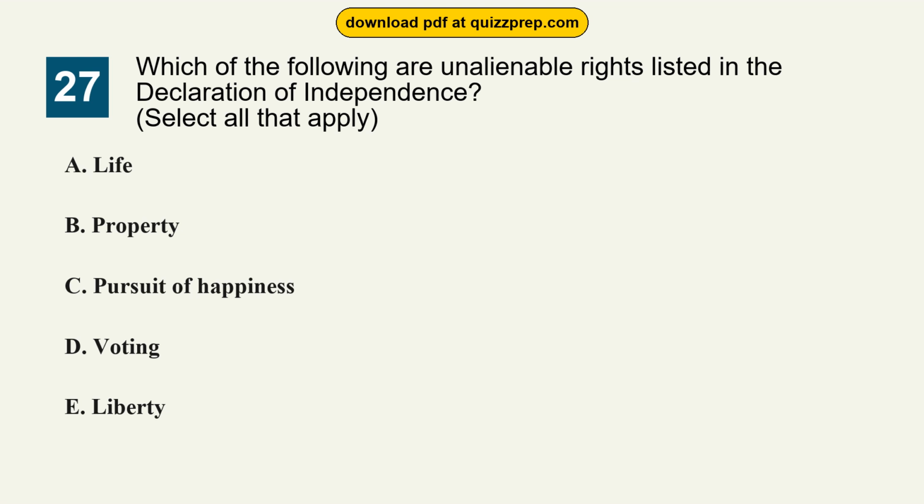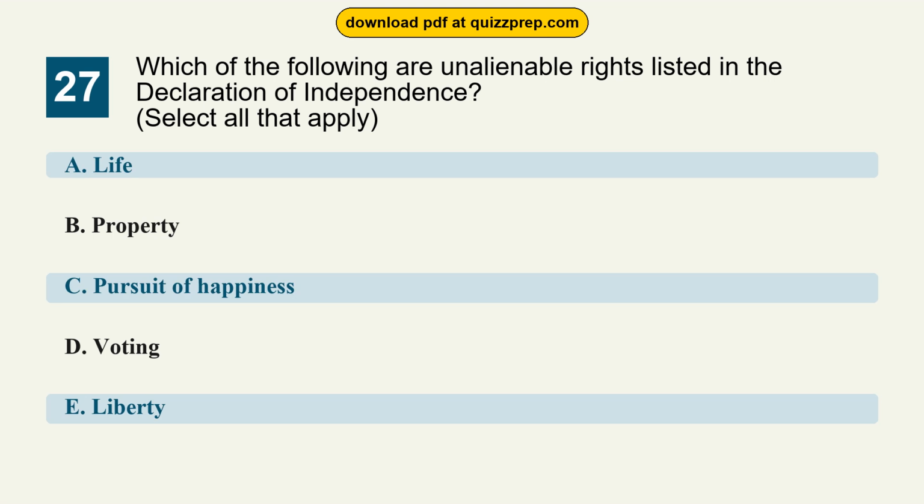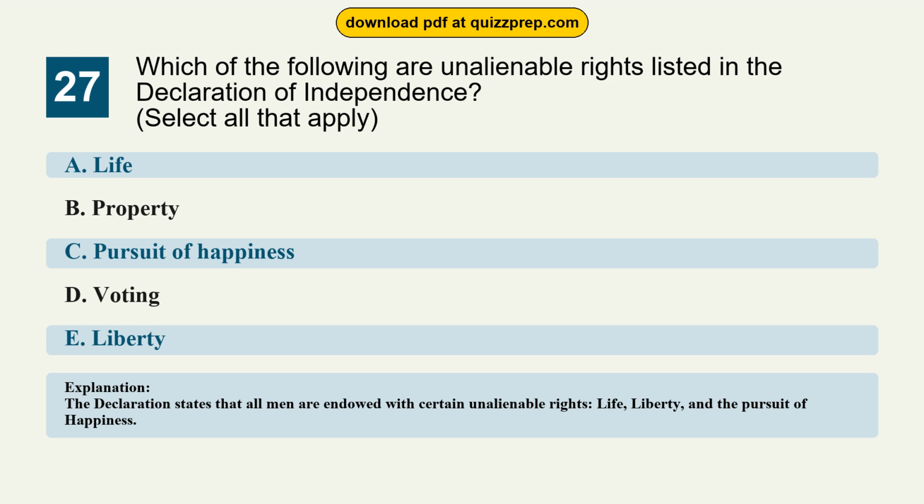Question 27. Which of the following are unalienable rights listed in the Declaration of Independence? Option A. Life. Option B. Property. Option C. Pursuit of happiness. Option D. Voting. Option E. Liberty. The correct answers are options A and C and E. Life, pursuit of happiness, liberty. The Declaration states that all men are endowed with certain unalienable rights: life, liberty, and the pursuit of happiness.